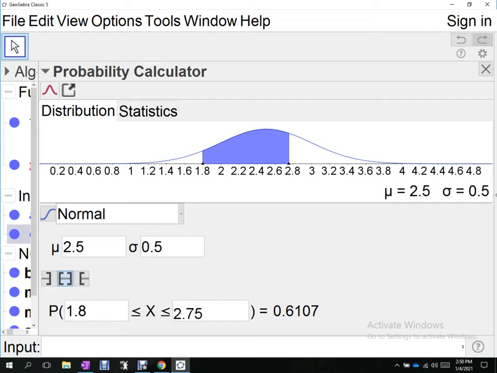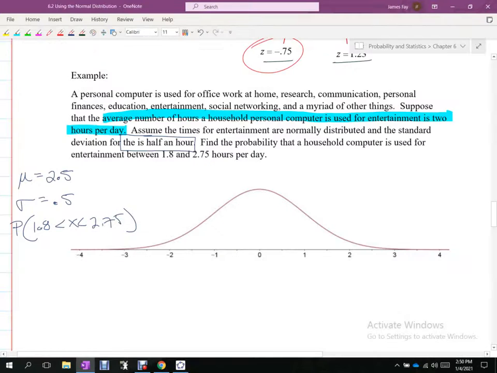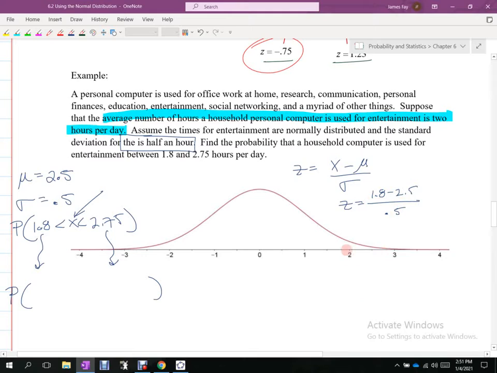But I want to do this by hand, without the use of GeoGebra. So it's very hard when that's an X, when it's raw data. So what we need to do is transfer that into a z-score and transfer that into a z-score. Okay, so your z-score formula is X minus mu divided by standard deviation, right? So the z-score for X being 1.8, we go 1.8 minus 2.5, divided then by 0.5.